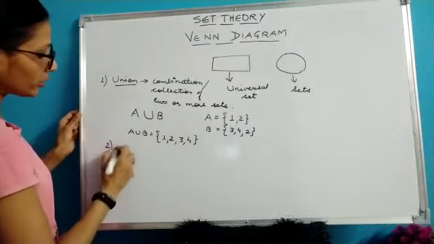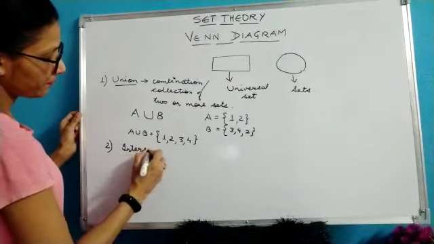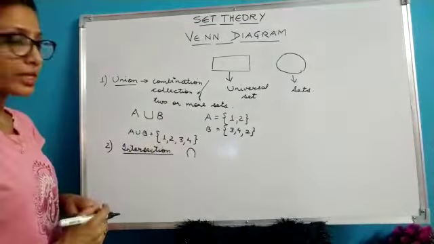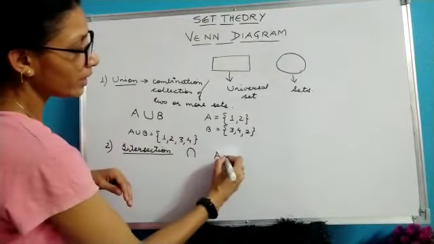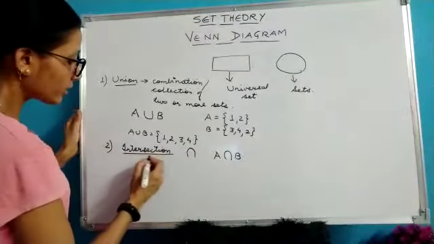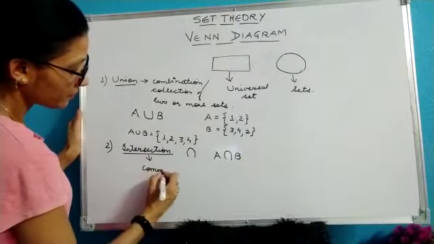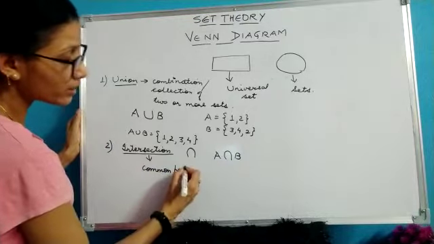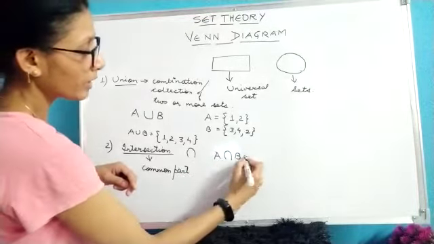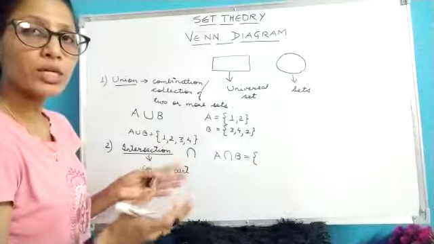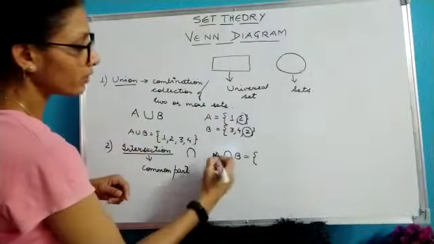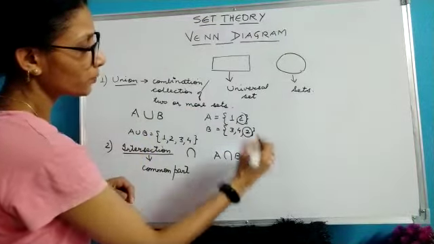Now, second is your intersection. This is the way I represent intersection, and here I can write it as A intersection B. So A intersection B means, intersection means the common part, or I can say the common element. So if I want to find out A intersection B, that means you have to find out the elements which are common in both the sets. So here 2 is the common element. So I can write A intersection B is equal to 2.